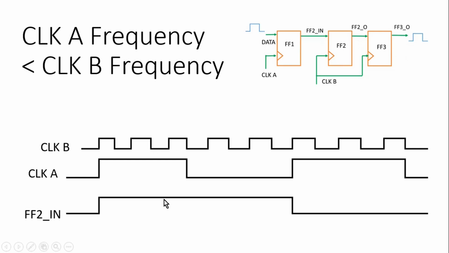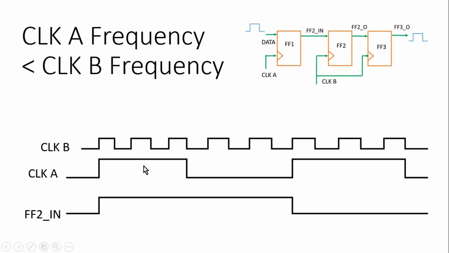Here I have taken a timing diagram, and clock domain B frequency is quite high with respect to clock domain A frequency. As we know, we are feeding this pulse onto this data input, which is input to flip-flop 1, and as soon as there is a positive edge on clock A, this pulse will appear at the output of flip-flop 1, which is FF2_in. So this pulse is appearing here.